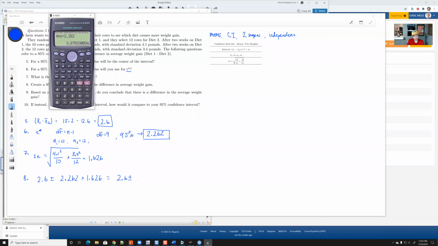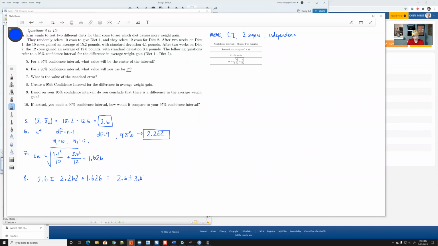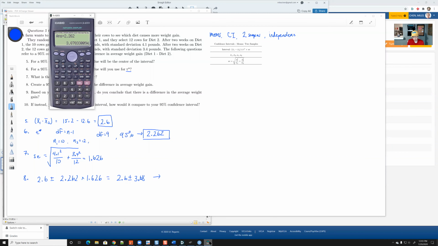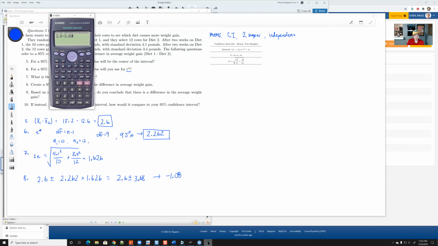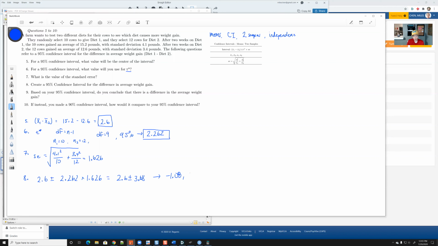So 3.68, okay. That gives us 2.6 minus 3.68, which is negative 1.08. And then if I change that to plus, 6.28.